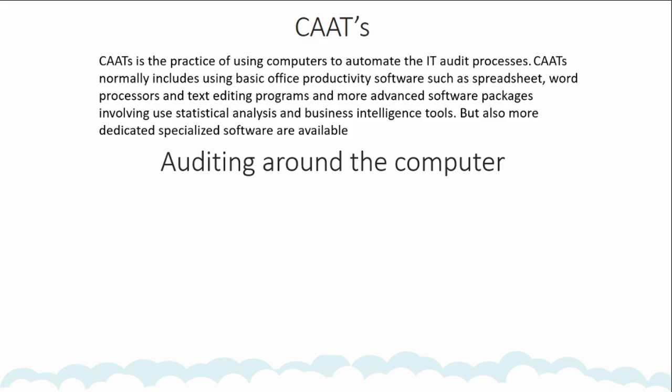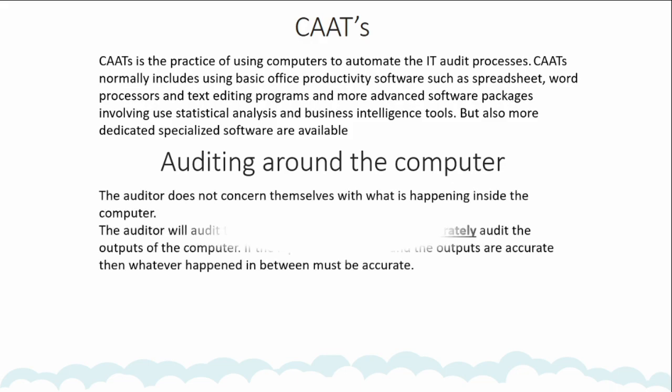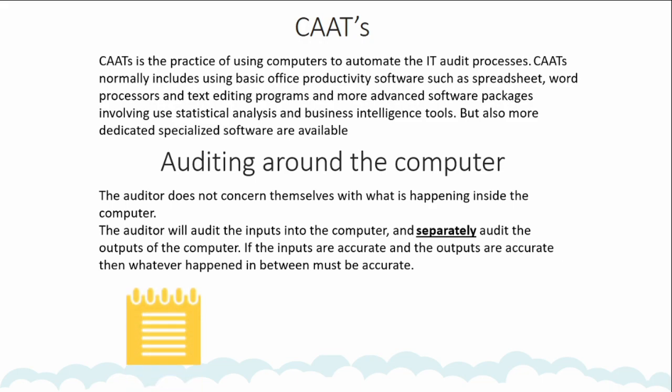So the first type of computer-assisted auditing technique is auditing around the computer. This is a very primitive way of using computer-assisted auditing techniques. This is because we treat the computer and the processing that the computer does as something that is unknown. Basically, we test the inputs that have gone into the computer and we separately test the outputs that come out, which means we don't look at what processing has happened in between. Basically, what the job of the computer is, we don't look at. This is why we say that auditing around the computer is treating the computer as a black box.